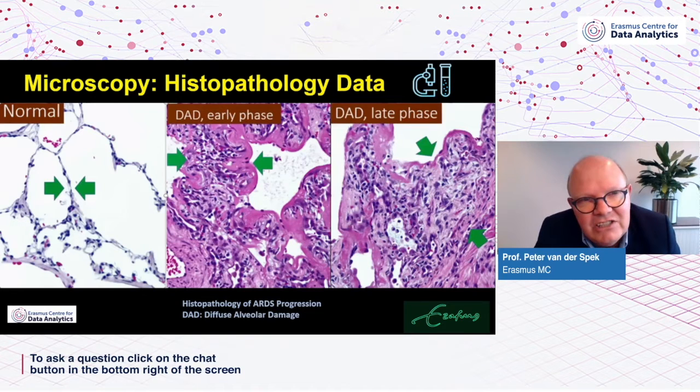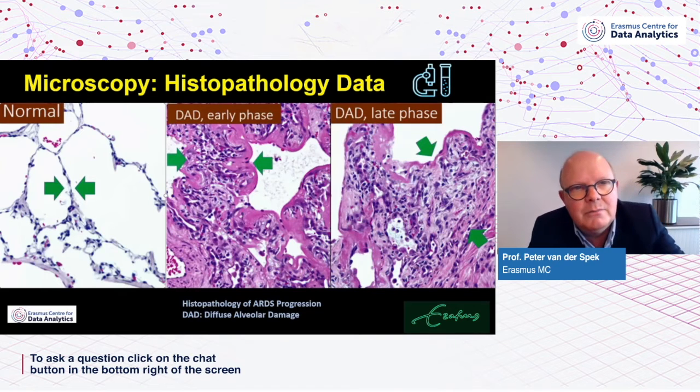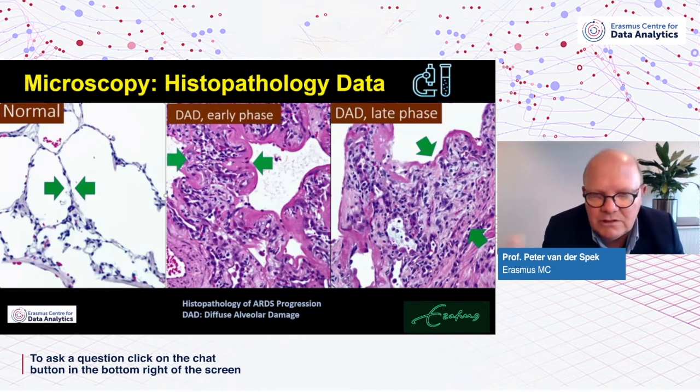And that exchange is happening on that thin layer that you see in a normal situation, in between the two green arrows. Now, in the middle, you see the early phase of DAD, and on the right, you see the late phase. So the wall is getting incredibly much thicker. That means the exchange of oxygen is getting very, very hampered. And that's basically what is indicated with the ARDS and the progression of the disease.